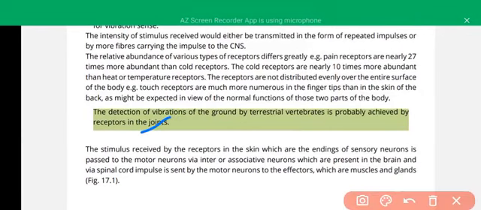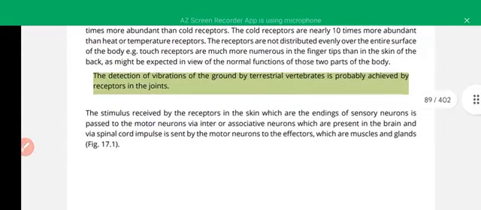The receptors in joints are actually nerve endings, the Pacinian corpuscles. They are touch receptors. Again, stimuli received by receptors pass to the motor neurons.